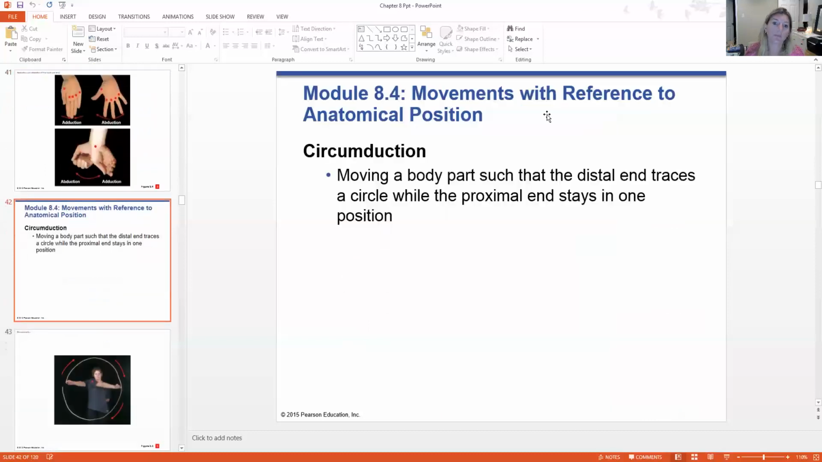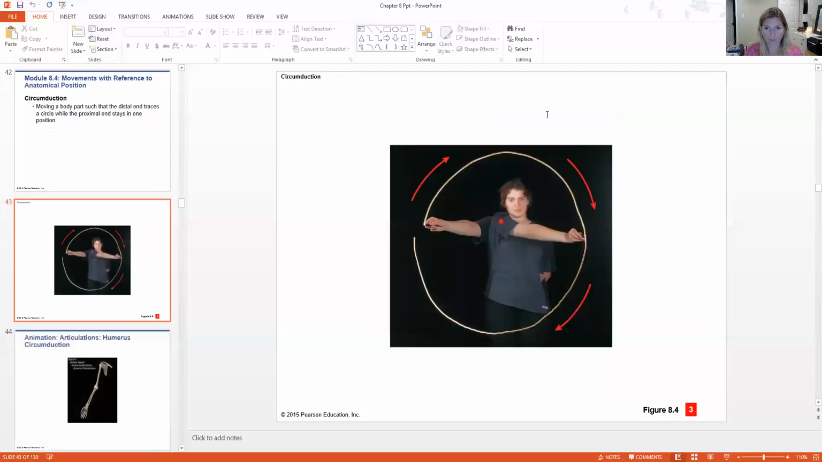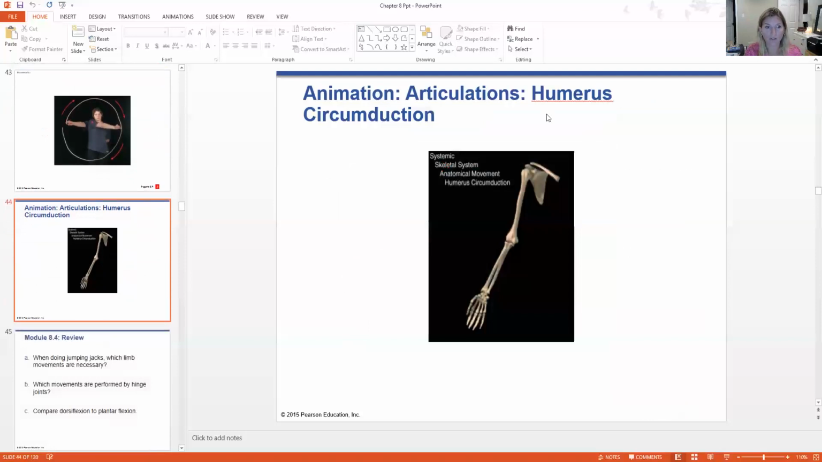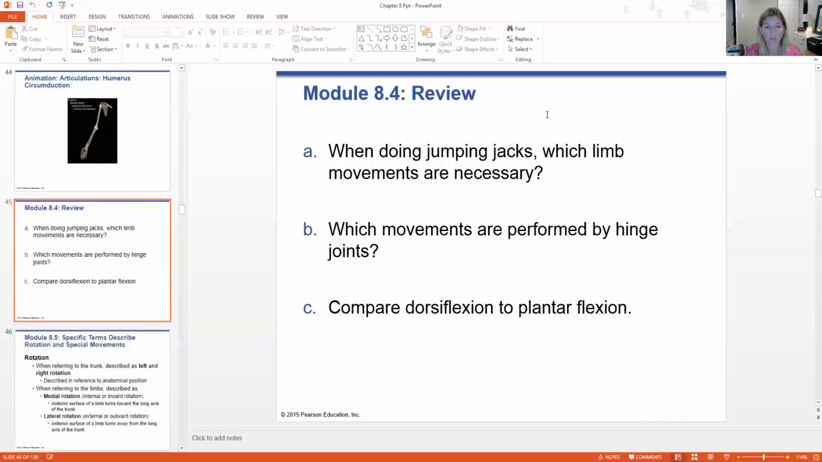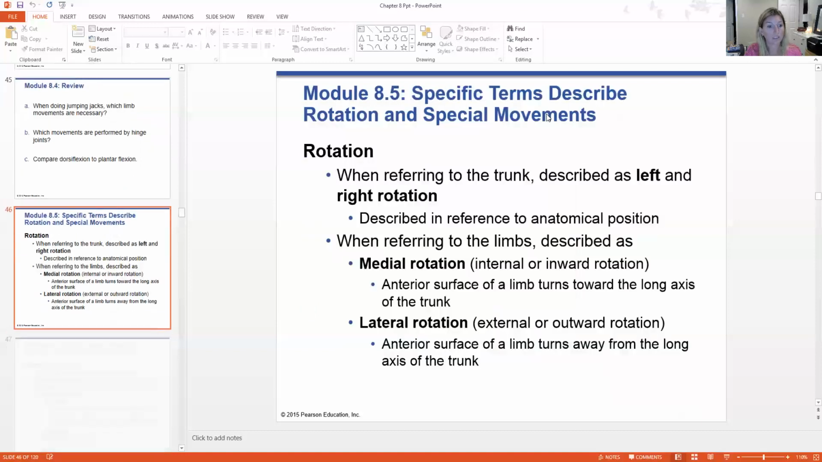Circumduction is moving a body part while the proximal end stays in one position. So this is like moving your shoulder. Oh, did you hear it crack? Moving your, there it goes again. Moving your shoulder around its joint. I can only do it with one side. There you go, circumduction. There's the video that's not linked, but you can look at it on masteringamp.com. There's some questions. You can pause the video, go back and answer.